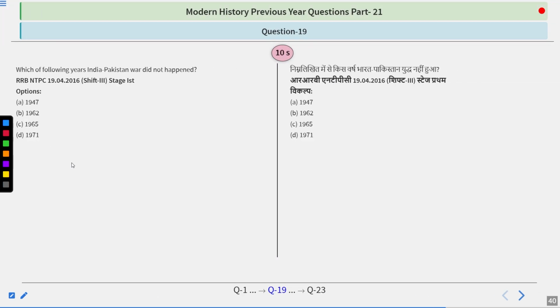Which of the following years India-Pakistan war did not happen? 1947, 1962, 1965, 1971. Very simple question this is.